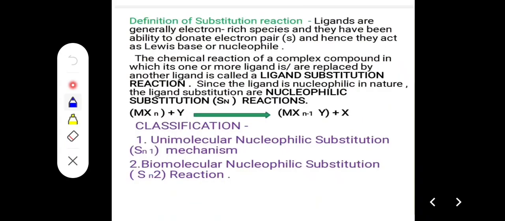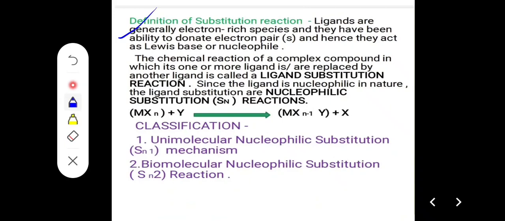Definition of substitution reaction: ligands are generally electron rich species. They always show a tendency to donate their lone pair or their negative charge. They have the ability to donate electron pairs if they have a lone pair, and sometimes they give their electron density to the metal. Hence they act as a Lewis base or nucleophile.